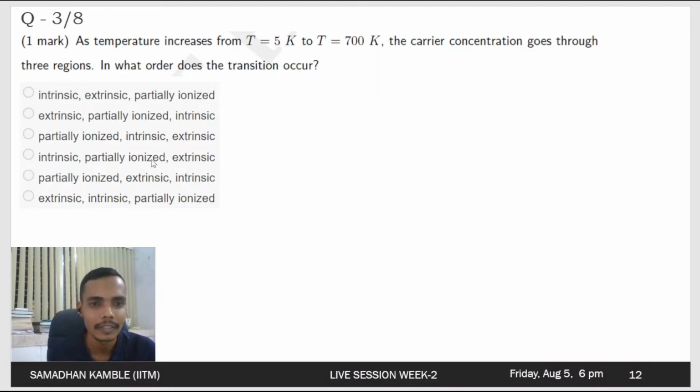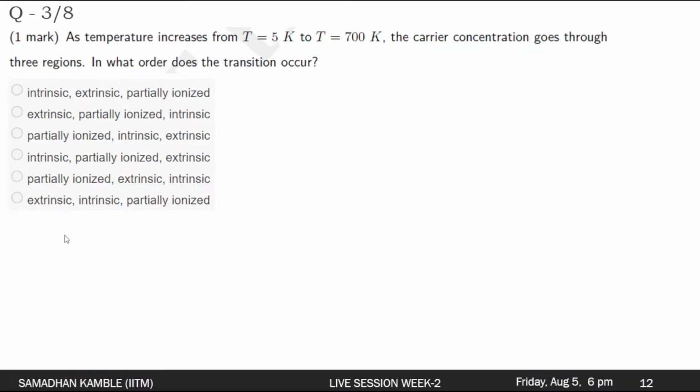We have discussed it in quite some detail, but can anyone give the obvious answer? I would like to hear. Partially ionized, intrinsic, extrinsic. I'm sorry, could you speak a little louder? Partially ionized, extrinsic, intrinsic. Yes. So as we mentioned, it goes from the partially ionized state to the extrinsic state to the intrinsic region.